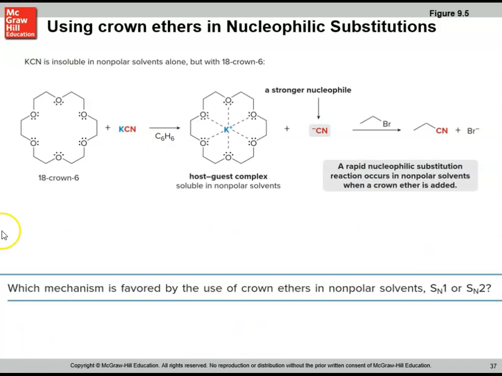So this question on the bottom, you should be able to answer based off of what the type of nucleophile is.